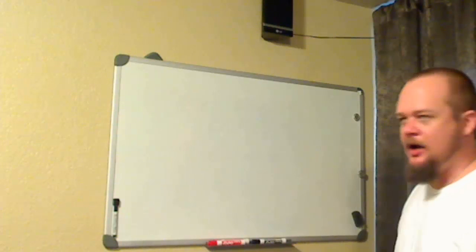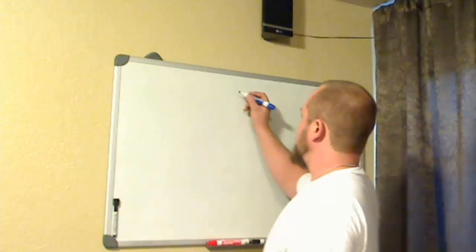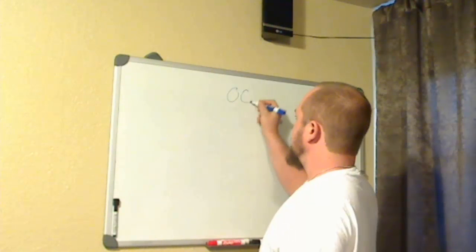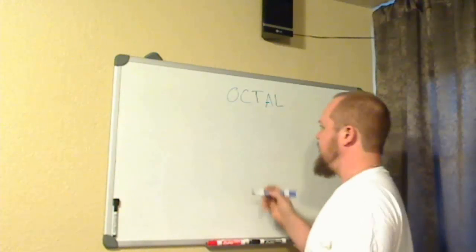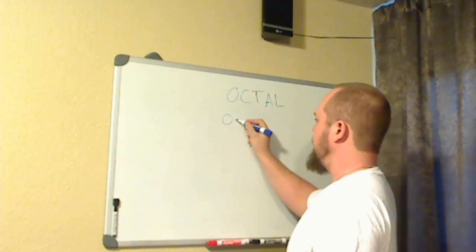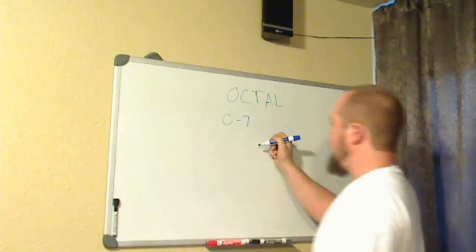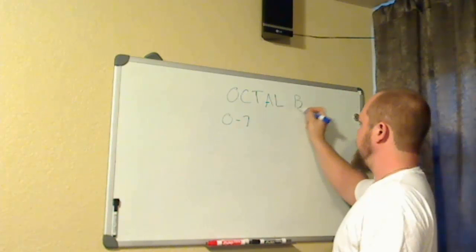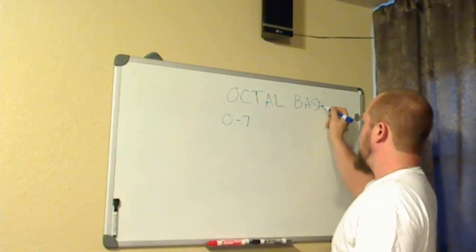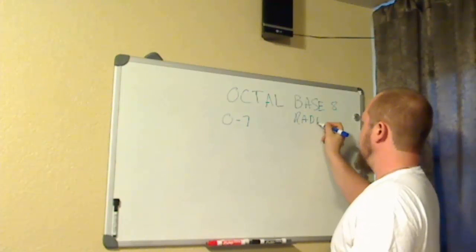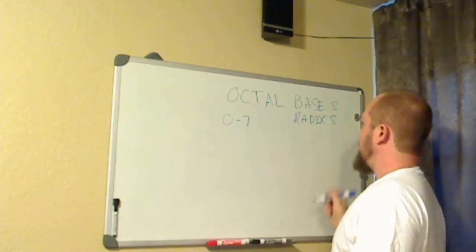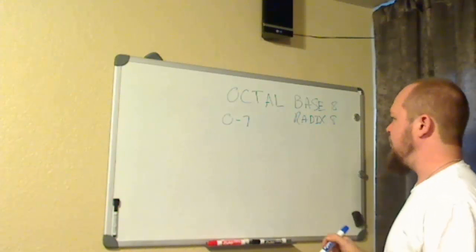Let's discuss octal. Octal has digits 0 through 7. It is a base 8 or radix 8 number system. Either of these terms can be used.